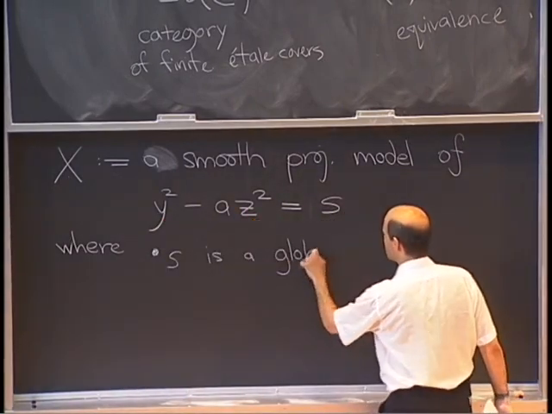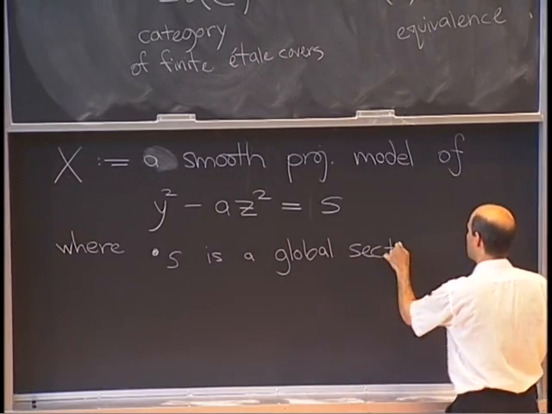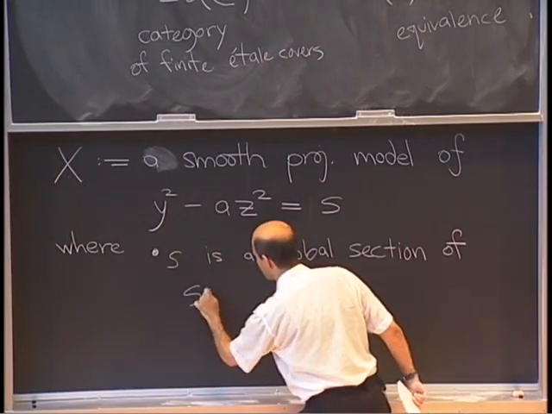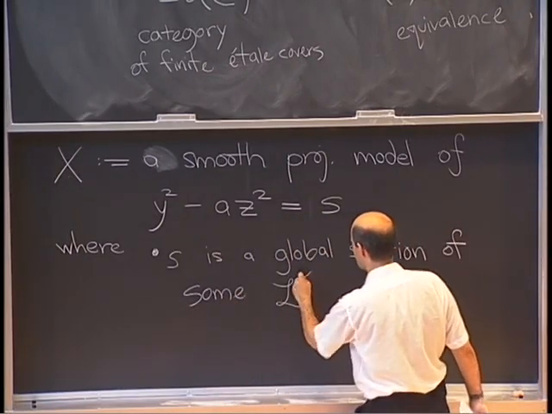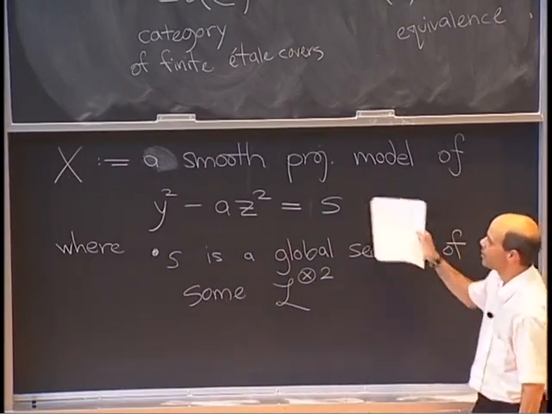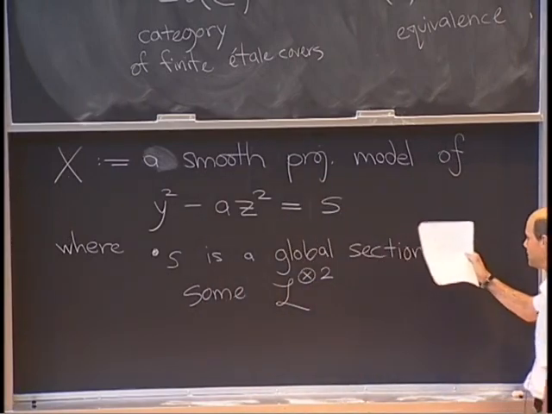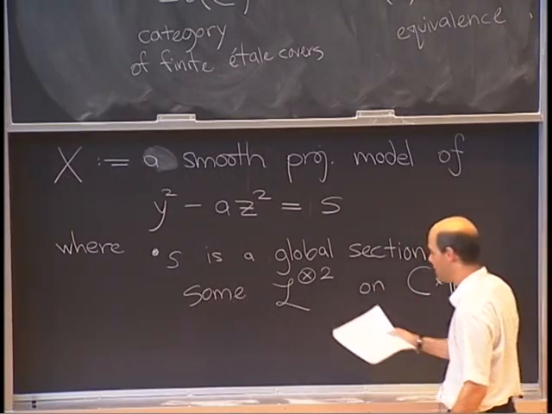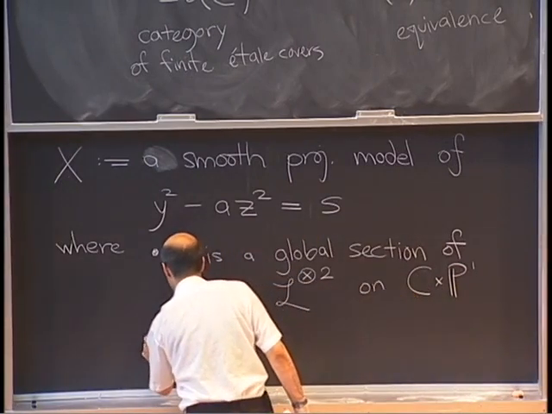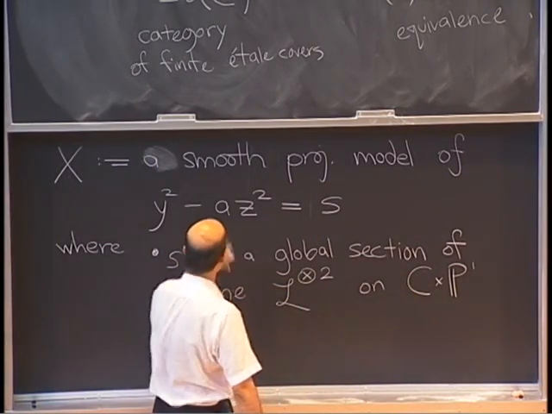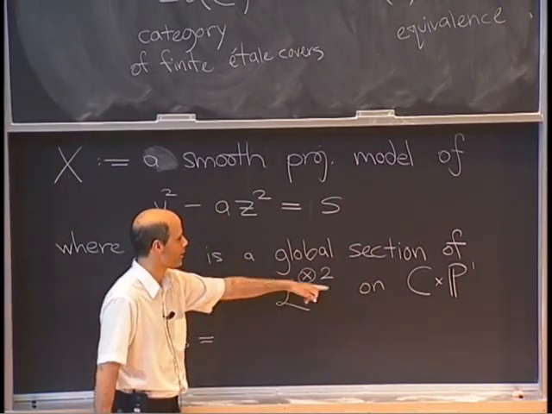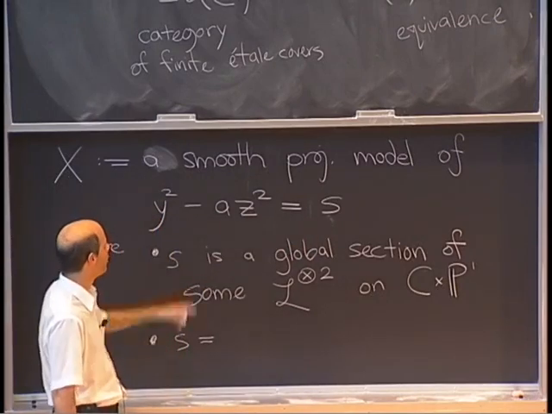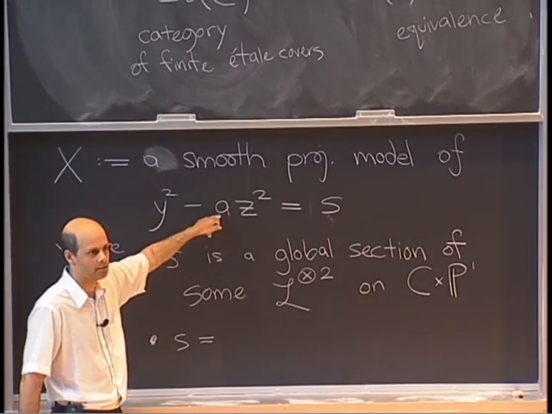So it's going to be a global section of some square of some line bundle. The square is just to make it so that there's a natural way of making a smooth projective model of it. I'm not going to do the details of this, but it's a line bundle on C cross P1, such that for most points of C cross P1, S takes a non-zero value, and then you just get a smooth conic. And A, I should have said, is just an element of the ground field. A is just an element of K.